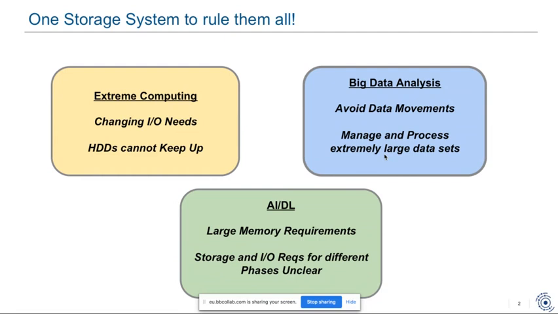And there is a separate set. When we were doing the Sage project, we looked at the overlap of extreme computing and big data analysis, where we're trying to build a storage system where you can also try and avoid data movement for data intensive HPC applications. Try and do, quote unquote, in situ processing within the storage system. So that helps us to manage and process all these extremely large data sets. So we looked at the overlap of extreme computing and big data analysis in the Sage project.